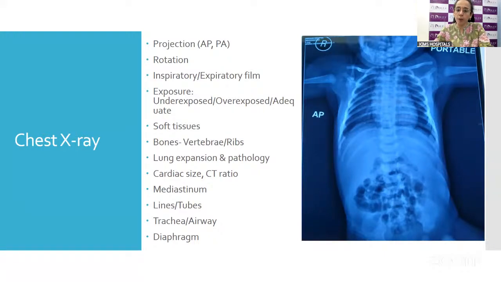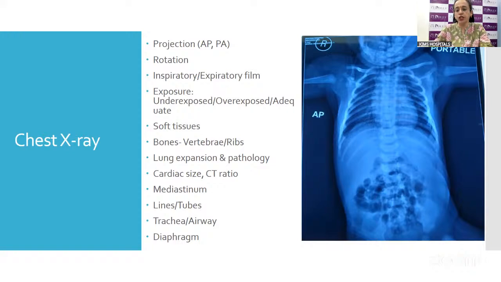Then we should also comment upon the soft tissues. Sometimes soft tissue shadows are seen on the X-rays, which can get confused as air leak or pneumothorax. Then we will comment about the bones, vertebrae, ribs, and clavicle, and note if there is any fracture or any signs of osteopenia of prematurity. We will just see the density of the bone. And we will also see the lung expansion and pathology.